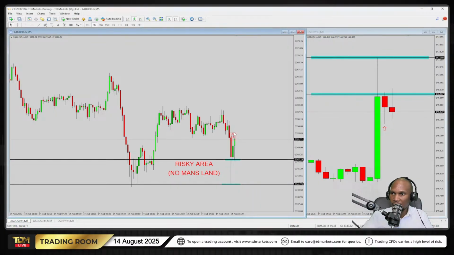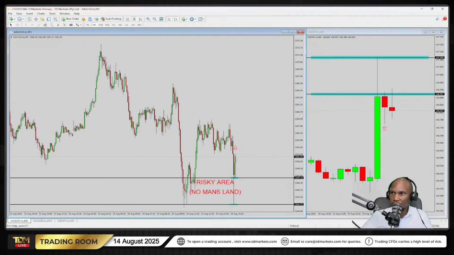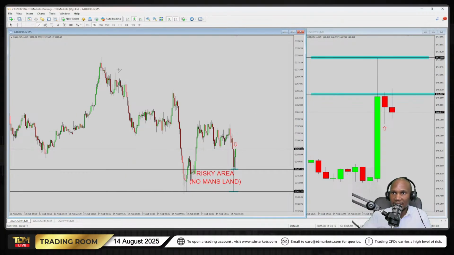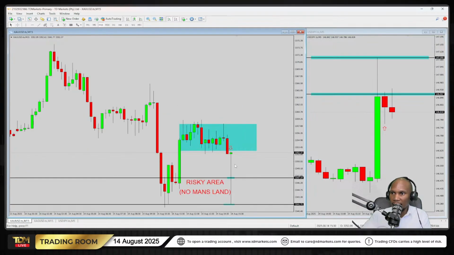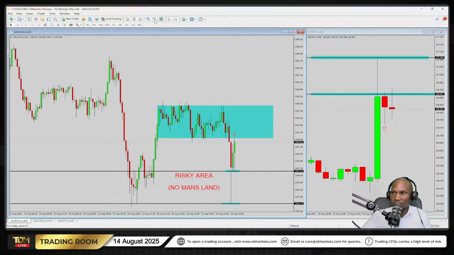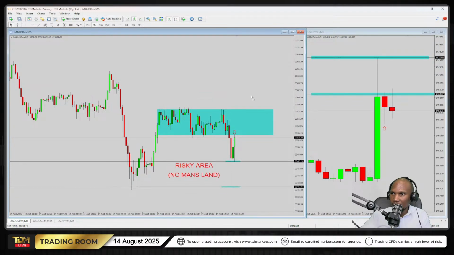There's a bit of fighting happening. The structure is not broken as yet. We are still within the descending structure, which is this one. I'm not going to draw a line, but just to show you guys. And then we've got this zone here, this area. Let me just put it there. On the M15, this candle is very aggressive now. It seems like this report doesn't have a huge effect on the market.